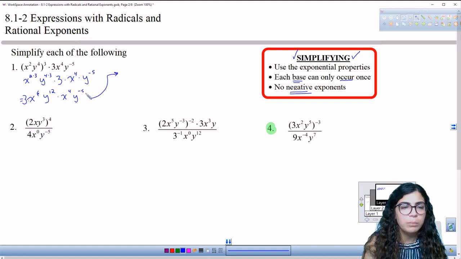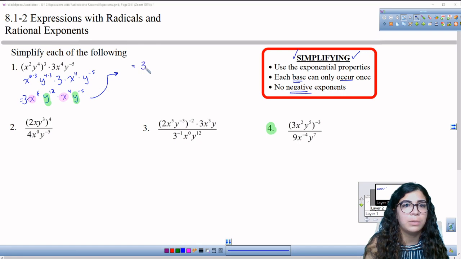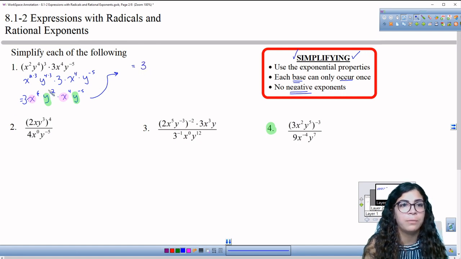Now, you could bring this to the denominator as y to the positive power of 5, but I also see here that I have the same base, right? So I can actually add those exponents because we are multiplying these bases. Also, I have multiple bases of x, so I can add those exponents as well. So this will end up being 3 times x to the power of 6 plus 4, which is 10, times y to the power of 12 plus -5, which is 7.